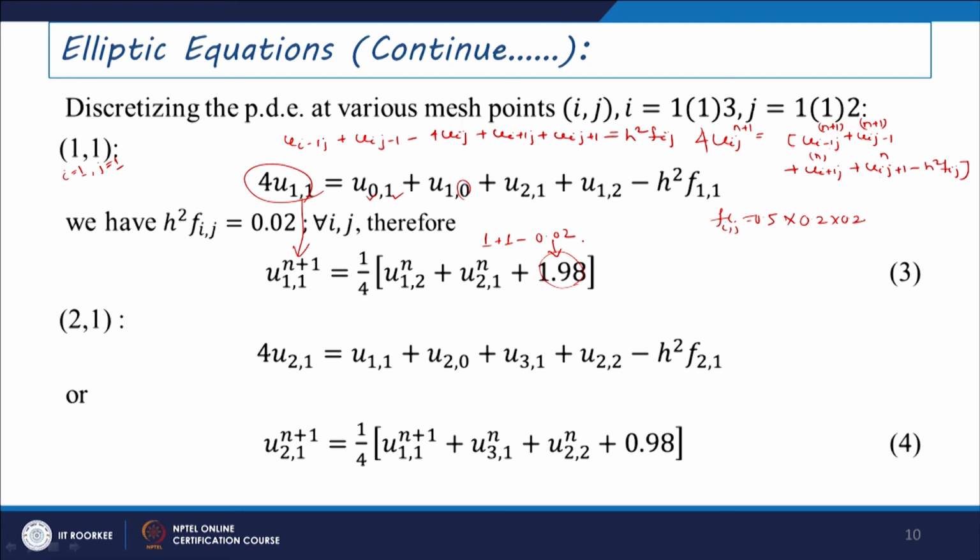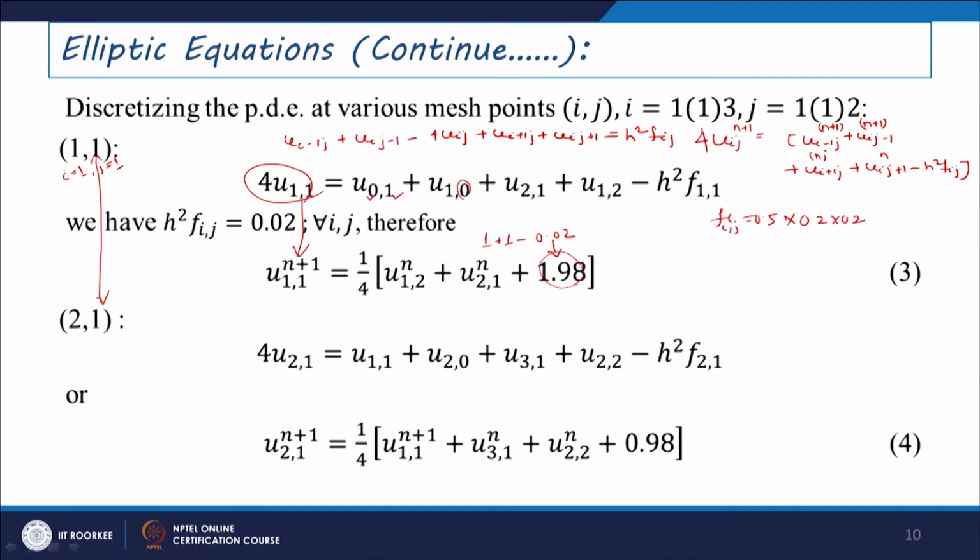Similarly, if you go for the 21 cell here, since we are fixing j, j equals 1 only, and i is varying as 1, 2, 3, and likewise it will vary. If I go for this 21 cell, using this formulation, i minus 1 is 2 minus 1, which is 1, then 2, then j minus 1 means 0, then u31, since 2 plus 1 is 3, then u22, since j plus 1 is 2, minus h² f21.